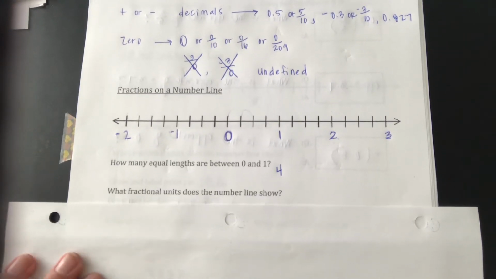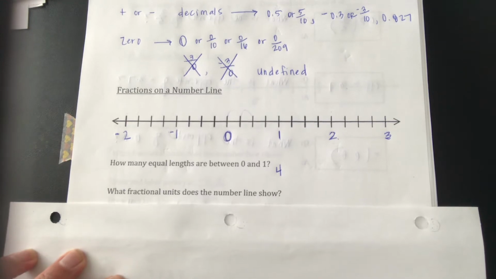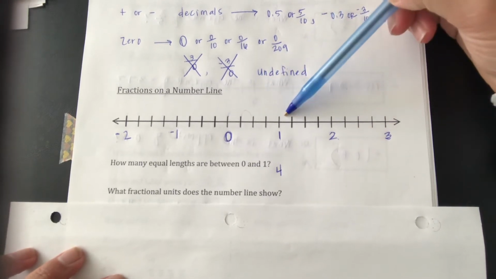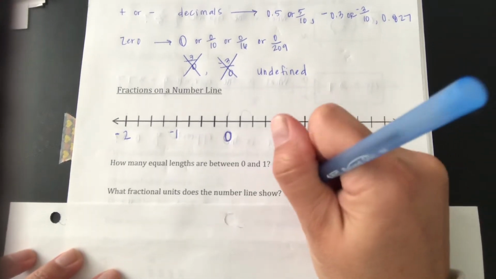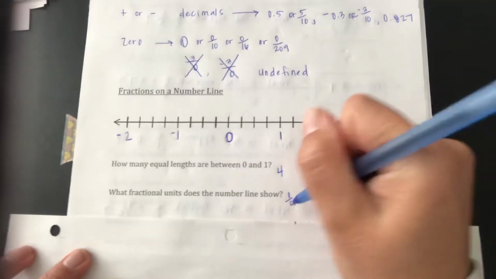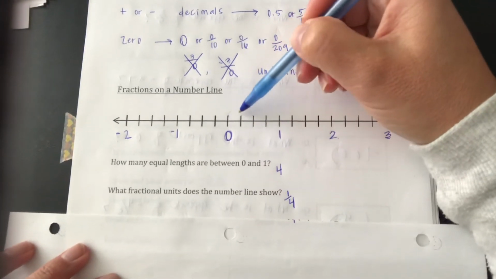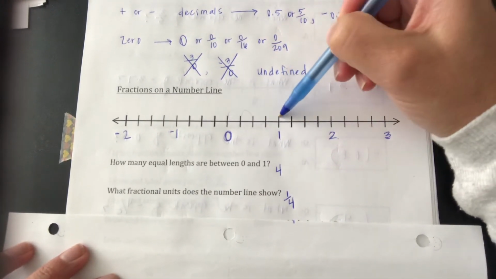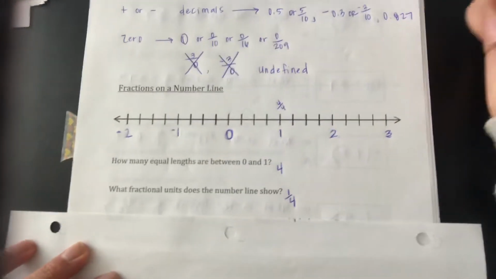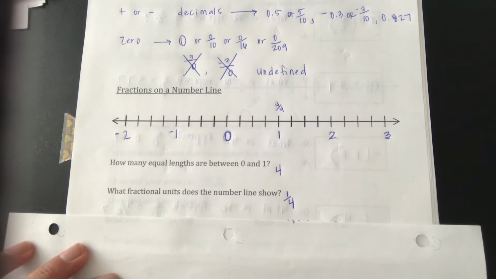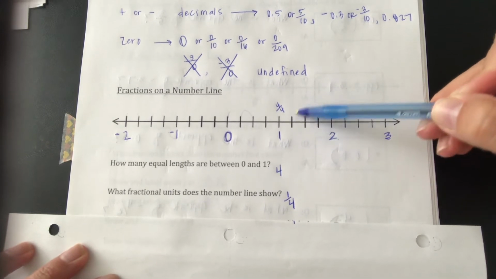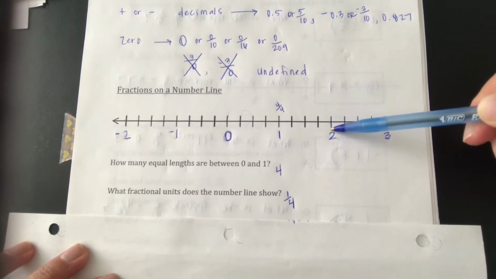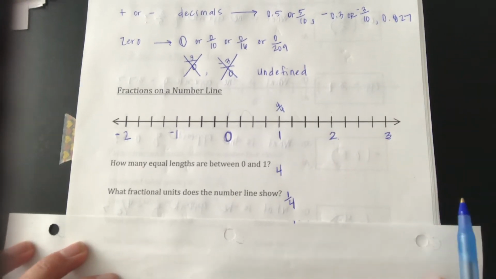Now the next question says, what fractional unit does the number line show? Well, because we have 4 equal spaces between 0 and 1, our fractional unit is 1/4, okay? Because we've got 0, 1/4, 2/4, 3/4, 4/4. And 4/4 equals a whole, which is 1. Okay? And then we've got 1 1/4, 1 2/4, 1 3/4, and then we would have 2. Okay? So it's in 1/4.